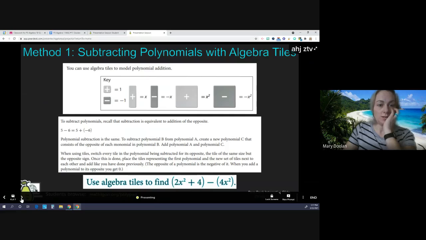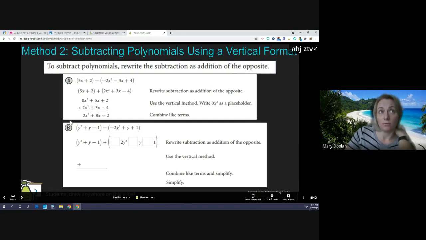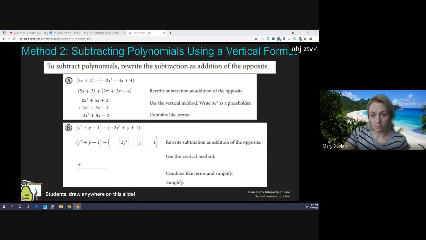Okay? So anyhow, I'm going to go ahead and move you guys forward. I'm not going to leave you on student pace yet. You will be on student pace at the end, but for right now, I'm going to make you go to the next slide with me, which is the second method, subtracting polynomials using a vertical format. So in order to do that, we need to rewrite the subtraction as addition of the opposite, just like we did in the last method.